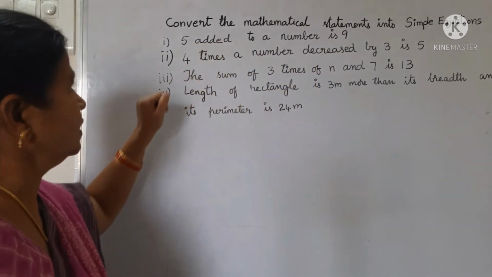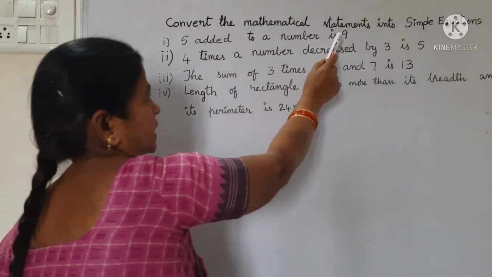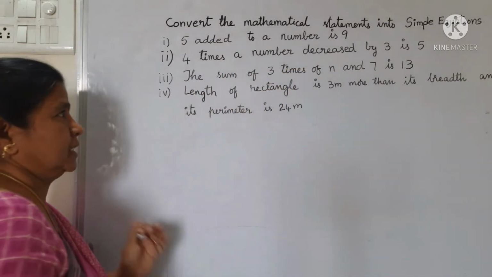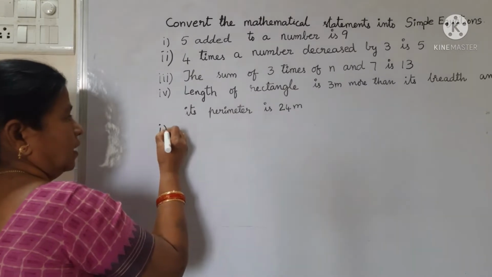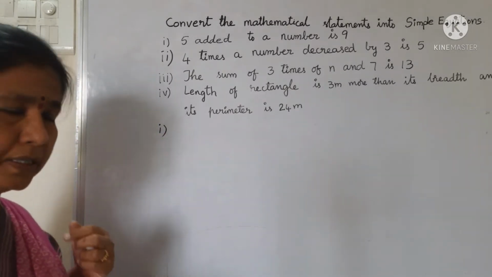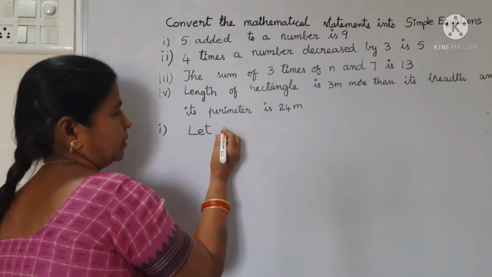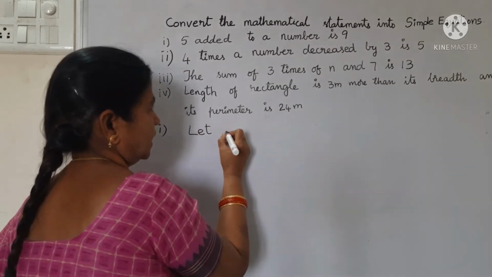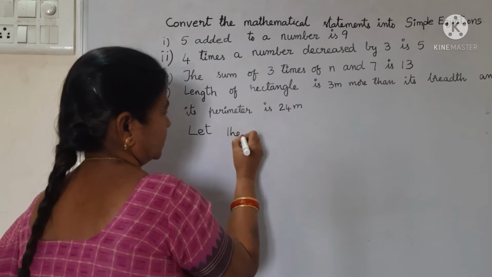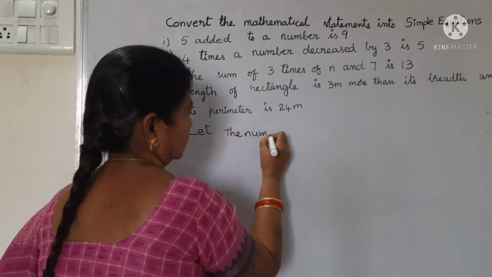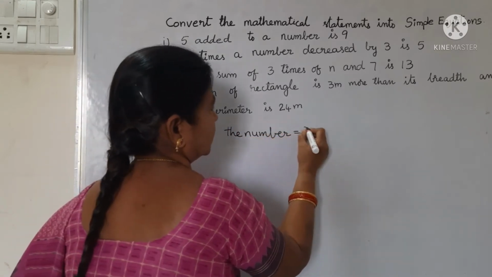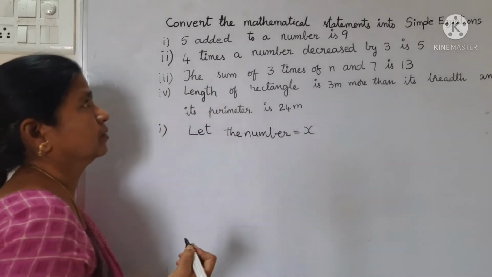First one, what is given? 5 added to a number is 9. Let us solve that first. Let us take that number as x. Let us assume the number is equal to x.